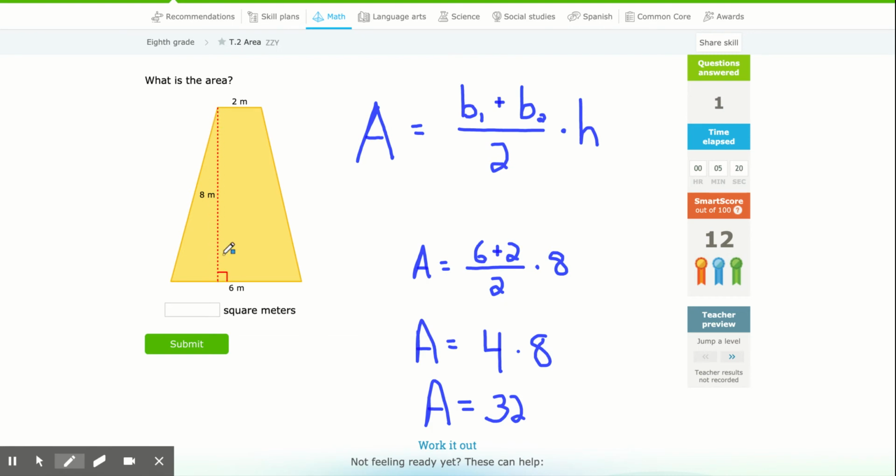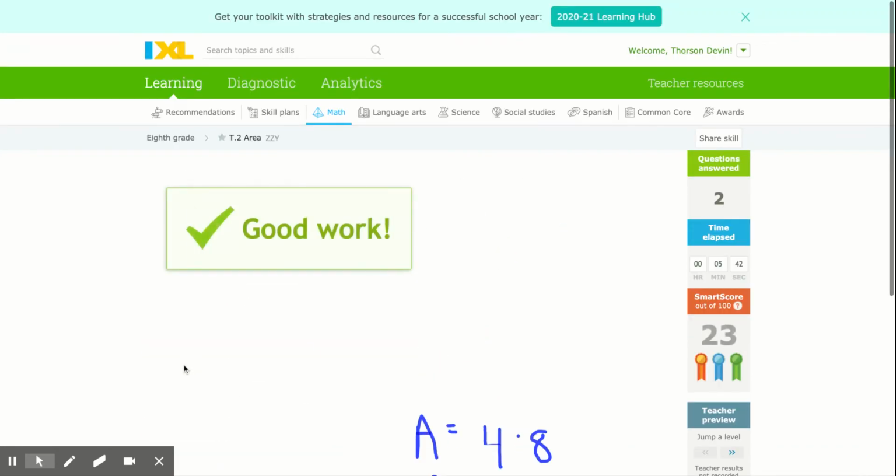And that's the most important thing about finding areas: we always want perpendicular height, never slant height. So as we move forward, you're never going to use slant height. It's always perpendicular height. Area of this one is 32. Again, take a second to write that formula down, or just remember, average of the two parallel sides times the perpendicular height.